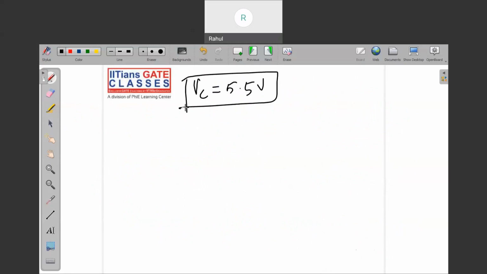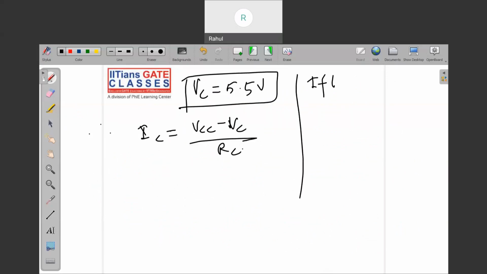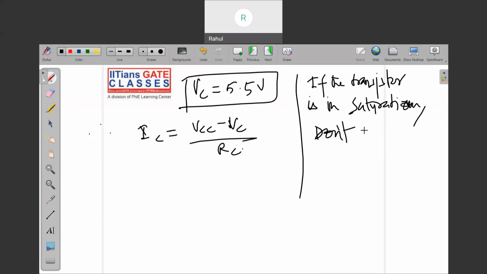The moment you have got VC, what can you find out now? You can find out IC. What is IC then? IC will be equal to VCC minus VC by RC. See, if the transistor is in saturation, don't use IC equal to beta IB.